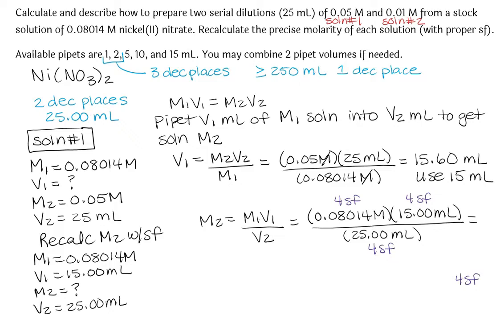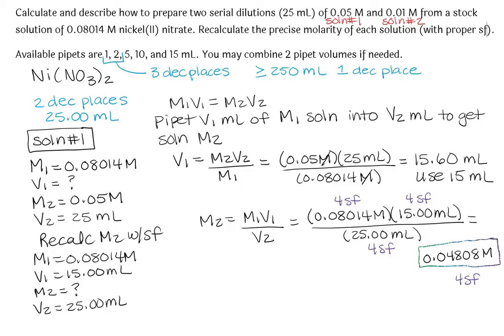So when we do this math, 0.08014 times 15 divided by 25, we get 0.04808 molar. So you can tell that's pretty close to 0.05, but with the proper precision, now we can see what it actually is. So that's solution 1.